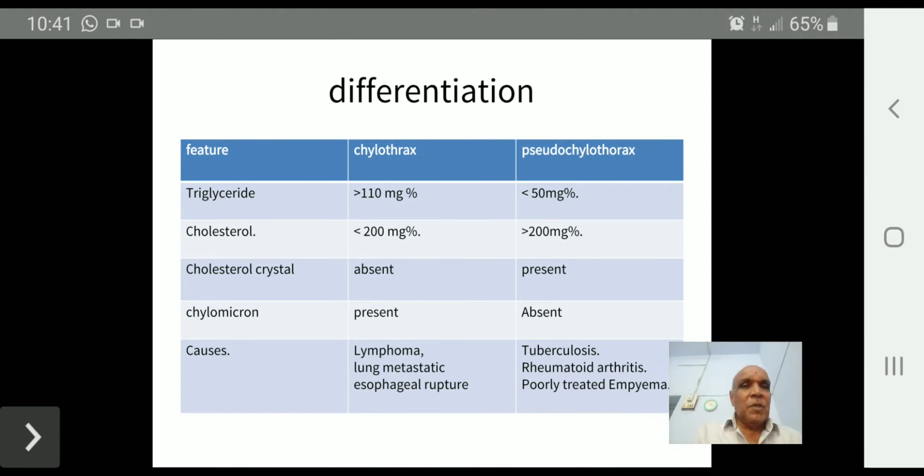Absent favors pseudochylothorax. Now the causes of chylothorax are lymphoma, lung metastasis, and esophageal rupture. And for pseudochylothorax, the causes are tuberculosis, second is rheumatoid arthritis, and poorly treated empyema.